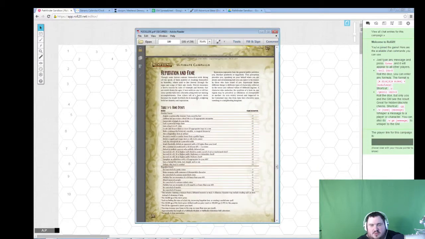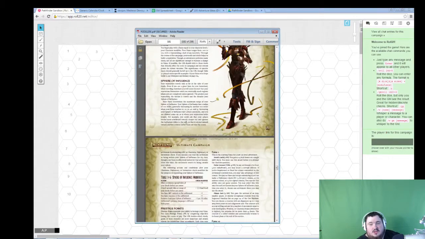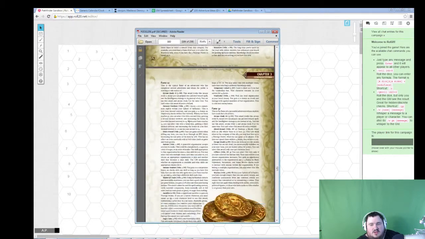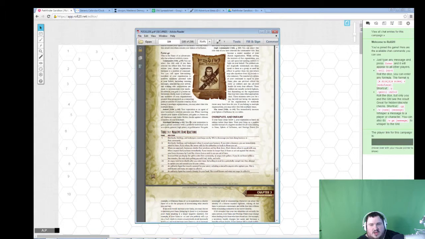Here it is, reputation and fame. Okay. So the honor and the fame systems are kind of tied together. And as you can see, you find stuff, you get a level, your fame rises. And as it rises, you can spend it on different things.